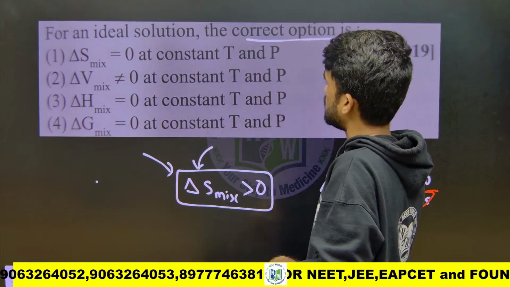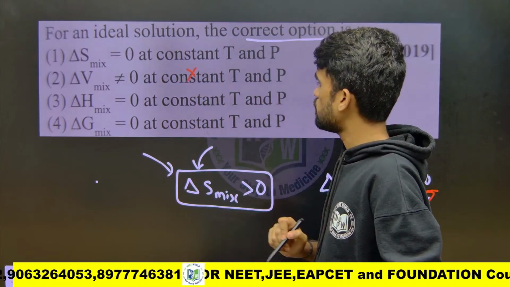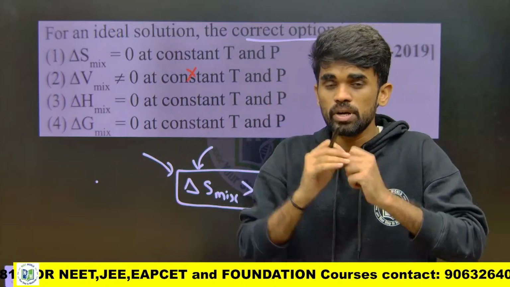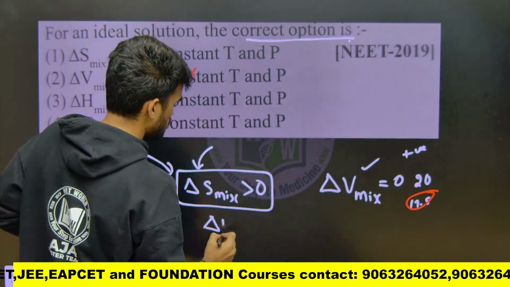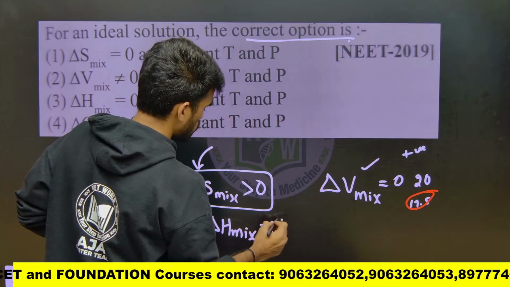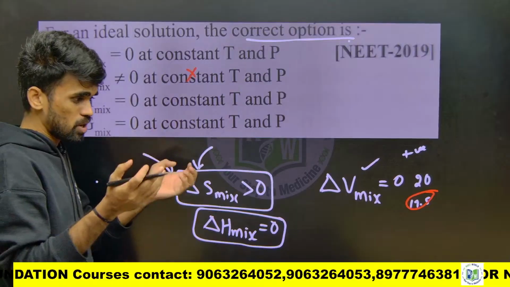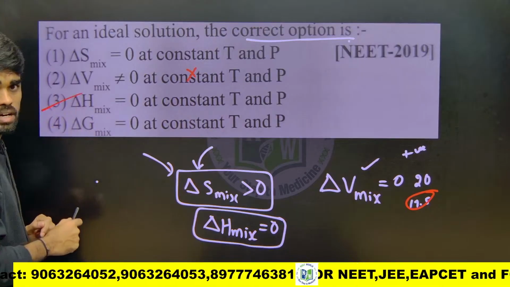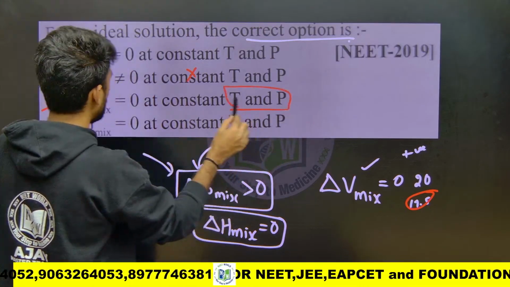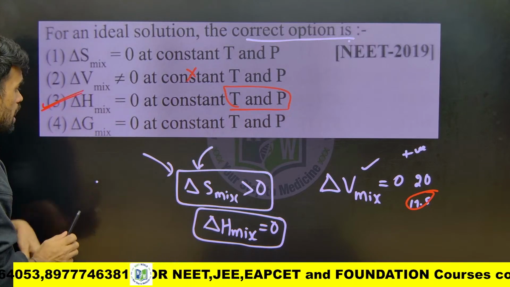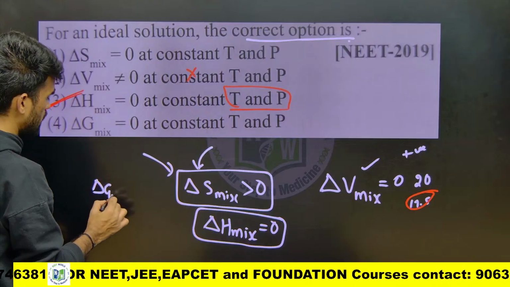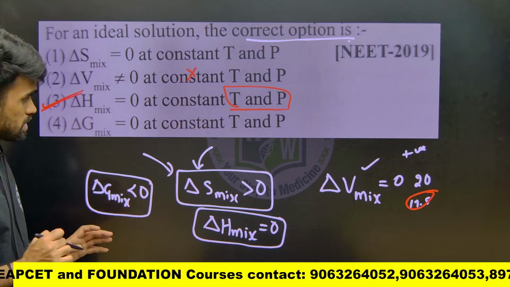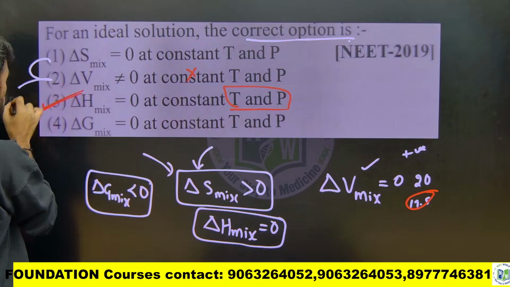They are asking about the correct one, so this is also an incorrect option. Always remember, there is no change in the enthalpy when we mix two components. Delta H mix should be 0 for an ideal solution, because intermolecular forces are the same, therefore there is no change in energies. So delta H mix should be 0 at constant temperature and pressure. So option 3 is the most appropriate answer. And delta G mix should be negative for ideal solutions. Hope it is clear. So the other 3 options, 1, 2 and 4, are incorrect.